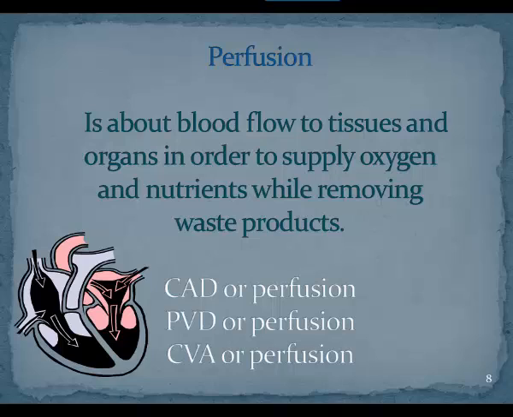There are three major disease processes surrounding the concept of perfusion, which are altered perfusion to the heart or coronary artery disease, altered perfusion to the brain or strokes, aka CVAs, and to the body or peripheral vascular disease. Signs and symptoms are different, and interventions also differ. But one thing they all have in common is that altered perfusion results in pain.